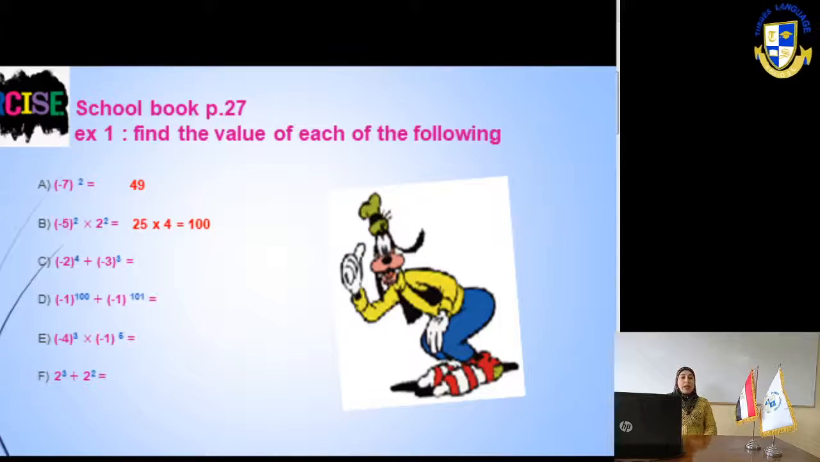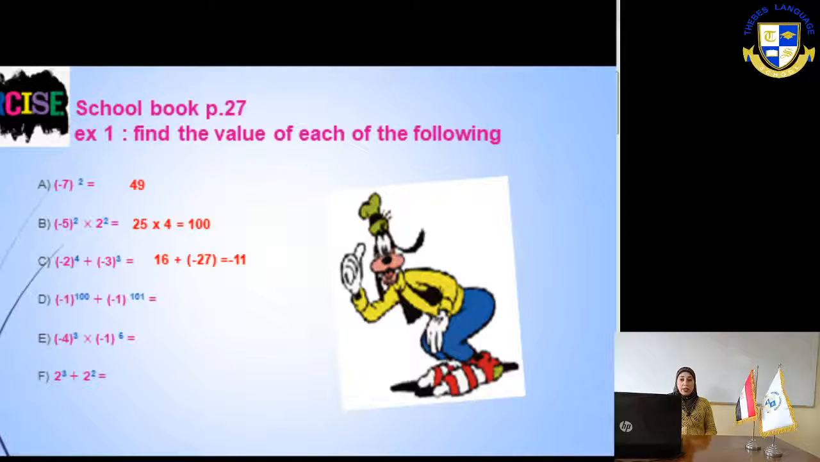Letter C, negative 2 up to power 4 plus negative 3 up to power 3. Here I have different bases and it's addition, not multiplication. I'll solve each integer individually. After that, I'll add them. Negative 2 up to power 4 is 16. Negative 3 up to power 3 is 27. So add them, it will be negative 11.